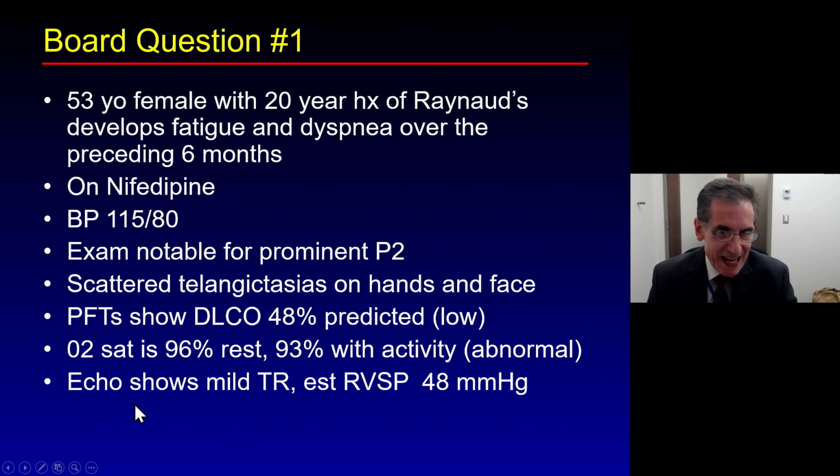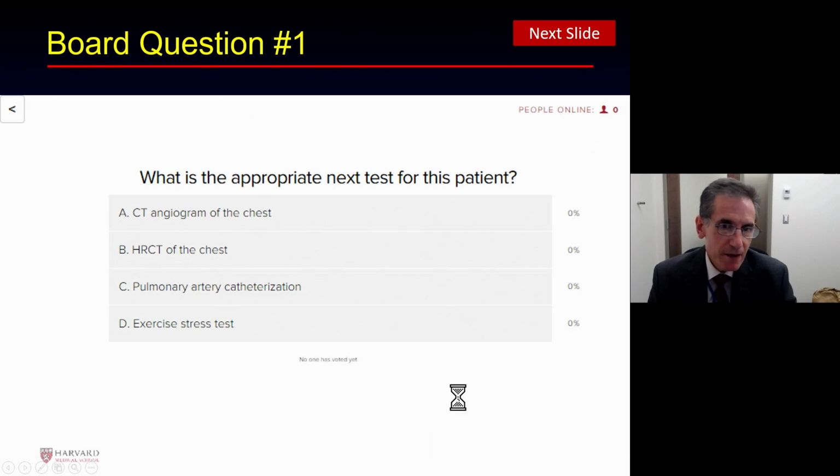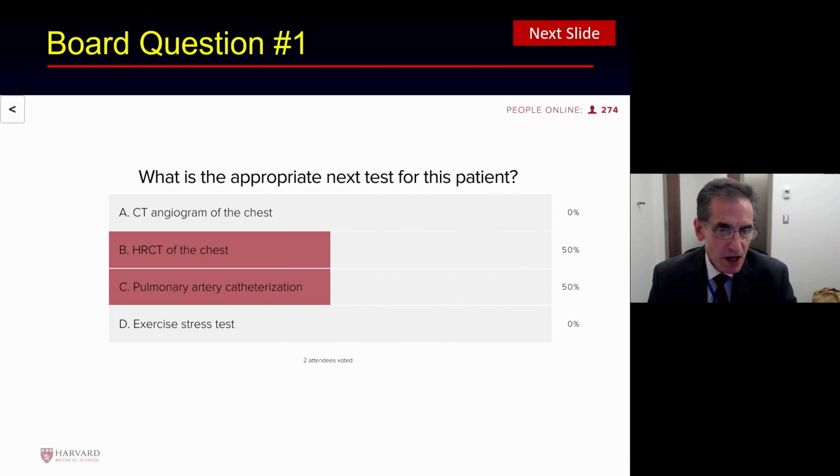You do a cardiac echo, and it shows an estimated right ventricular pressure of 48 millimeters of mercury. What is the appropriate next test for this patient? A, CT angiogram of the chest, high-res CT of the chest, pulmonary artery catheterization, or exercise stress test.